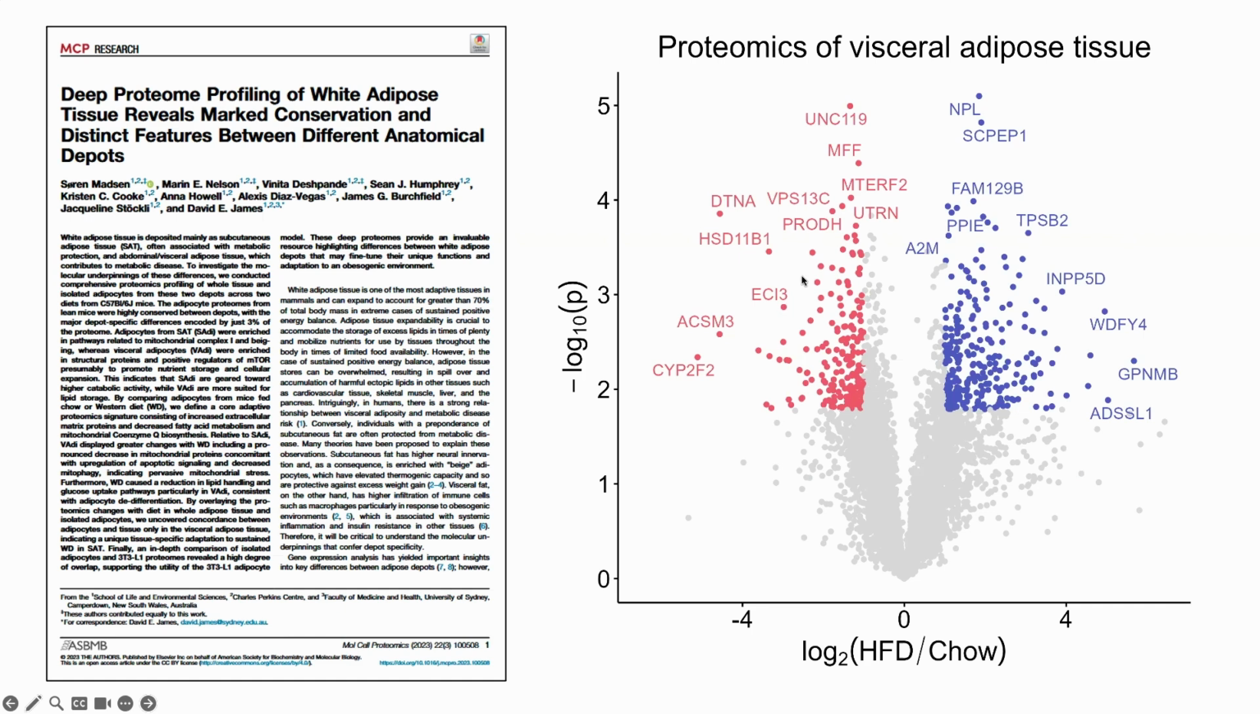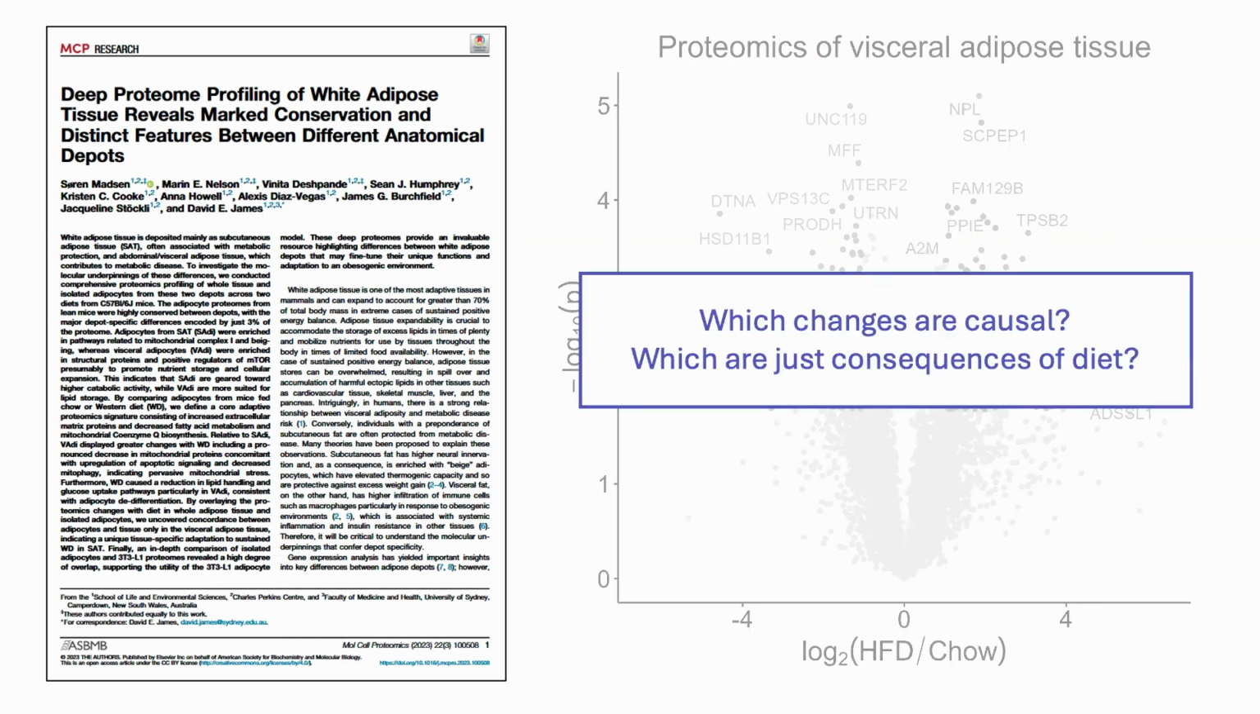And the question really is, which of these changes are causal? The reason this is an important question is that if you're designing therapies to treat metabolic disease or any complex condition, you want to target the ones that are actually causing the pathology rather than the ones that are downstream of that. So in this example, because the pathology was induced by a high-fat diet, you can imagine that there are many responses to the high-fat diet in the proteome that don't reflect the causes of the pathology. And so we're really just interested in the causes.